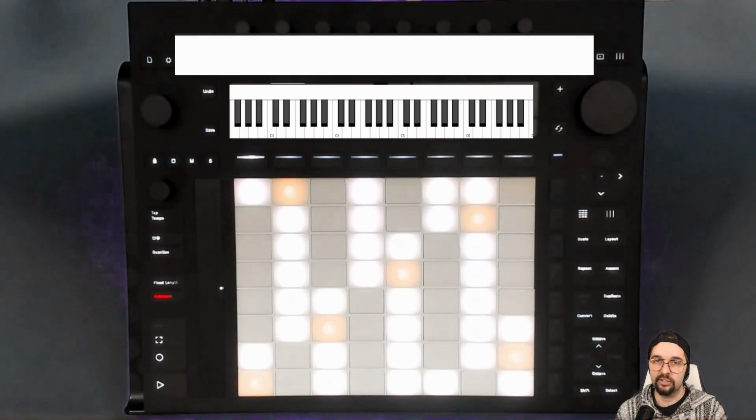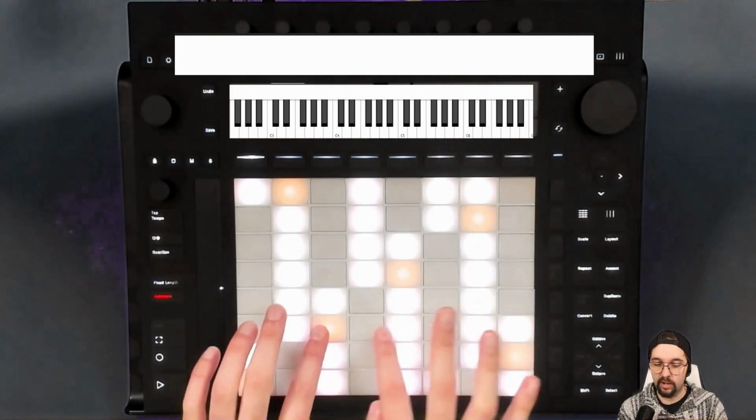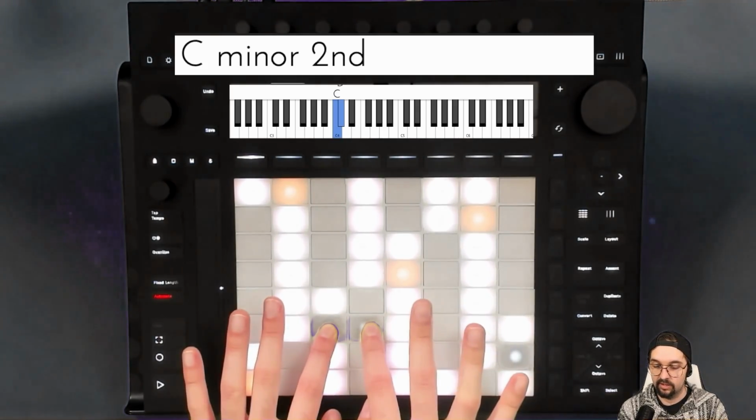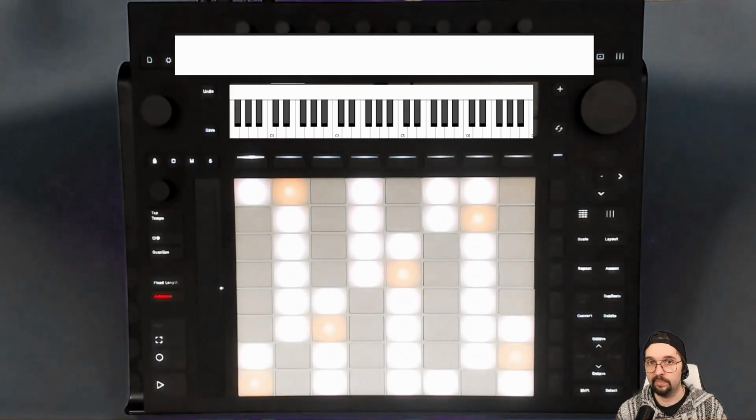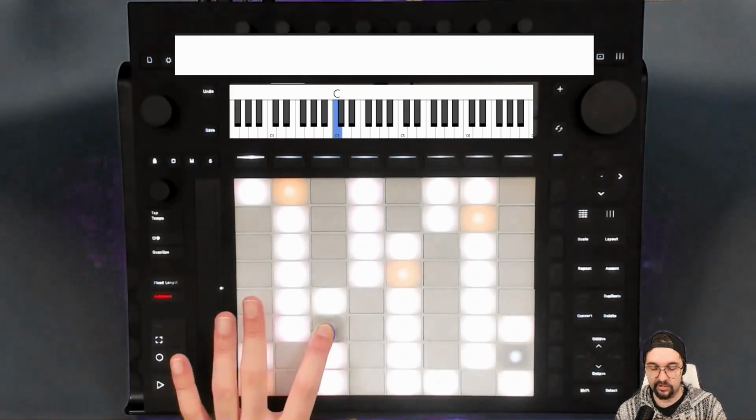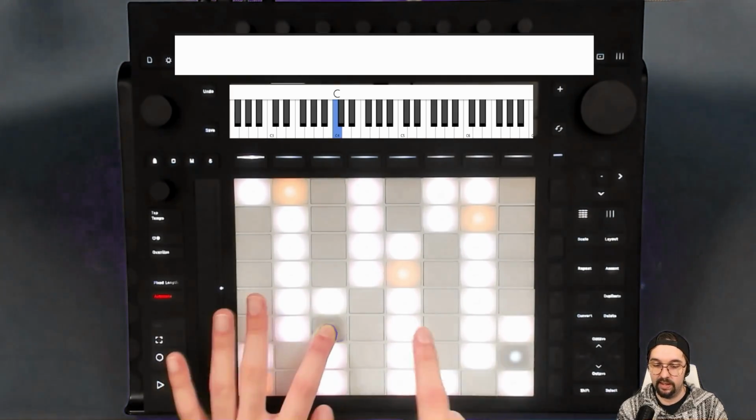Steps are the relationship between notes. A half step is a one note distance, which equals one pad. So for example, if we have C here, a half step would be one pad higher, to C sharp or D flat. And a whole step is a two note distance, which is two pads. Again, if we start at C, a whole step would be skipping a pad and playing two pads away to D.